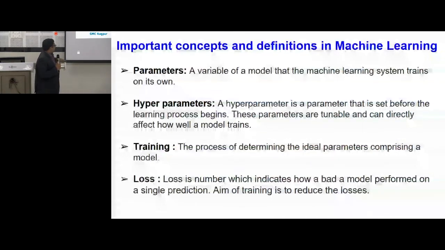Then what is training? Finding the ideal parameters, such that the model fits perfectly to your problem. This is basically what training is. Then loss. Loss is the difference between the predicted and the expected value. It tells how badly a model performs on a single prediction. The aim of our training is to reduce the losses. We will discuss them further.